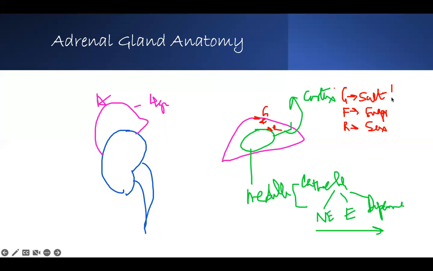The way I remember them is: the deeper you go, the sweeter it becomes. Salt doesn't taste good, sugar tastes a little bit better, and sex is better than sugar. So the deeper you go, the sweeter it becomes. So the outside is where you produce salt, sugar, and sex hormones. The hormone secreted for salt is aldosterone. Sugar is controlled by corticosteroid, and your sex hormones are androgens.